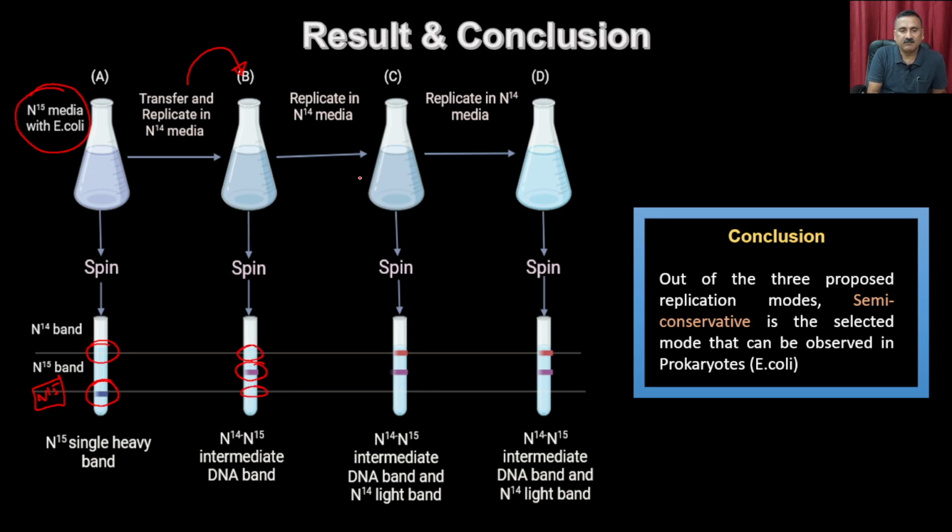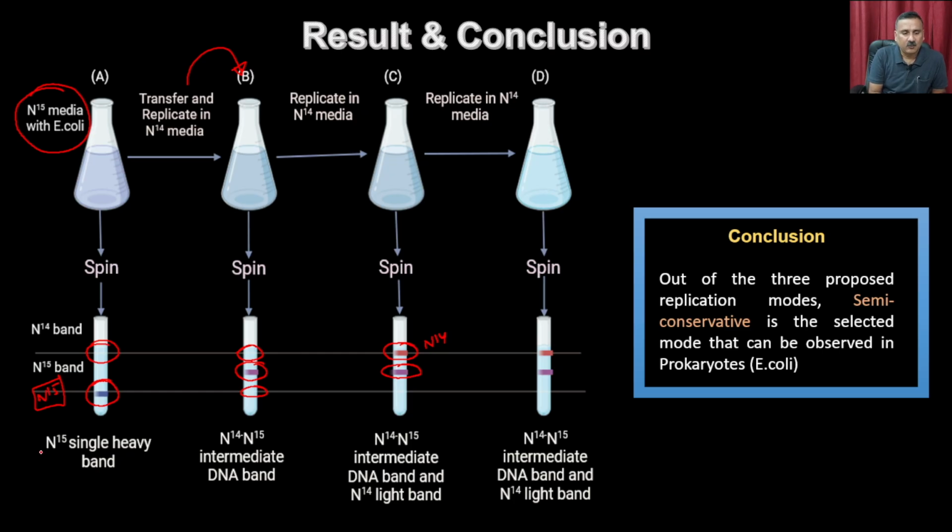Now, if you go for several more generations, then you are going to start getting a band corresponding to N14, which means that there will be some DNA served by the template of N14, and that is how you are going to have the intermediate DNA, but you are also going to have the N14. Now, this will continue, and that is how this is going to be the final product.